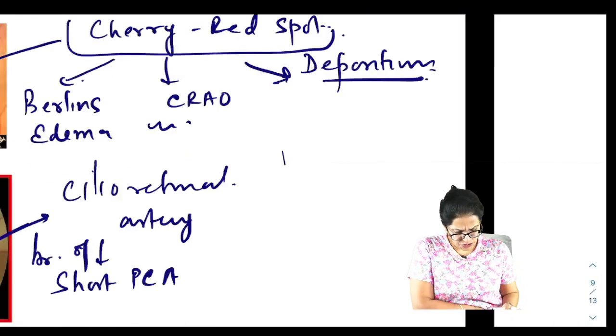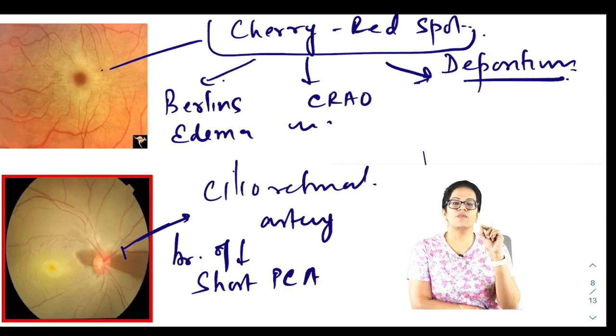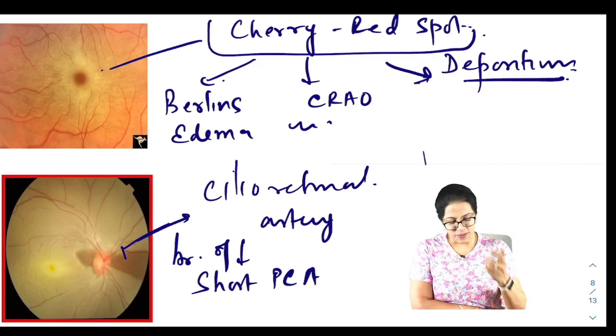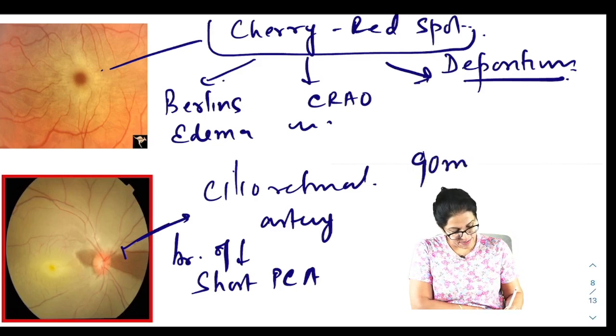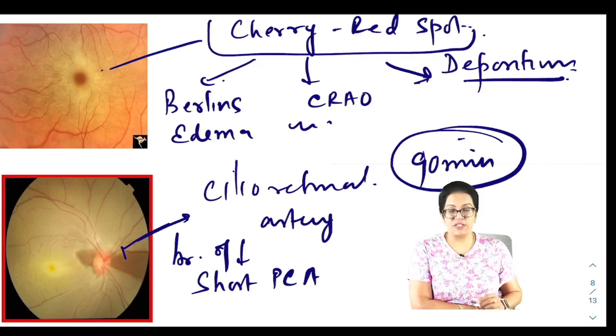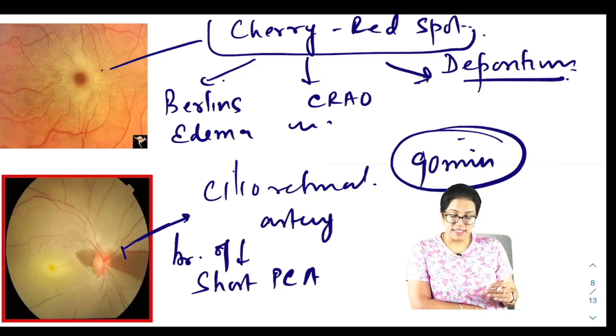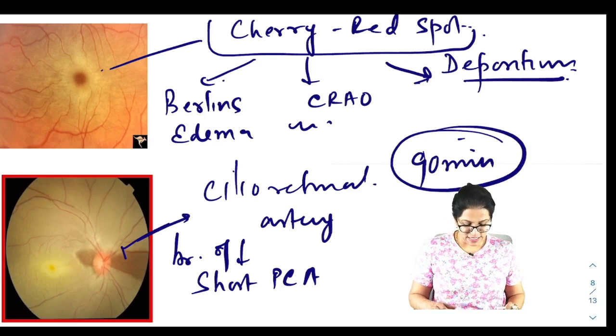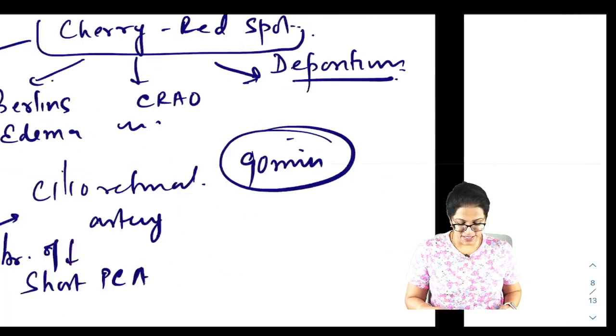We come to the next slide now. Is there any other question they can ask you? Yes. One question here is, what is the time limit? Within how much time can I treat it so that I can save the retina, otherwise there is irreversible damage? So you are going to answer 90 minutes. Within 90 minutes of CRAO, if we can treat, then otherwise there is irreversible damage to the retina. So these are a few important questions you should know.